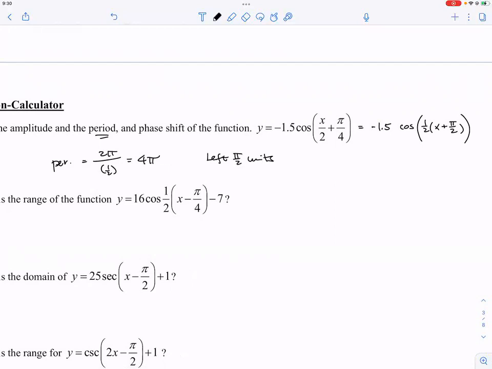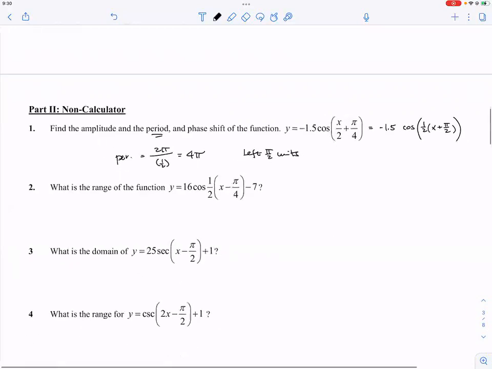So without the factoring, you can't tell, okay? Or you can tell, but it's going to be incorrect. Okay, so the period, amplitude, what's the amplitude? Amplitude is 1.5. So I'm not too worried, but just make sure that you know you need to factor out.